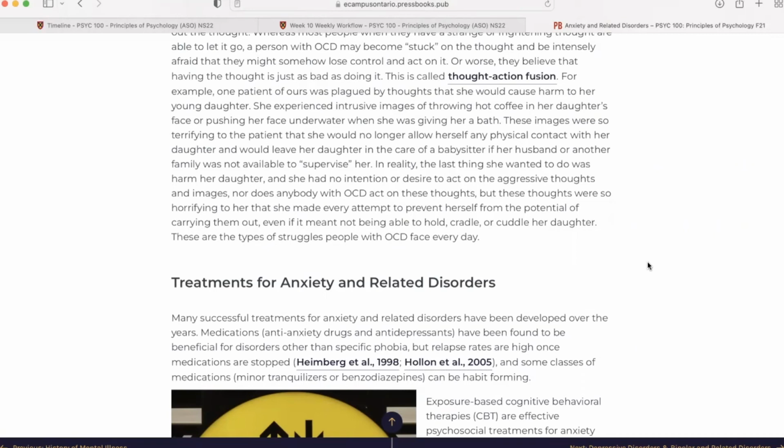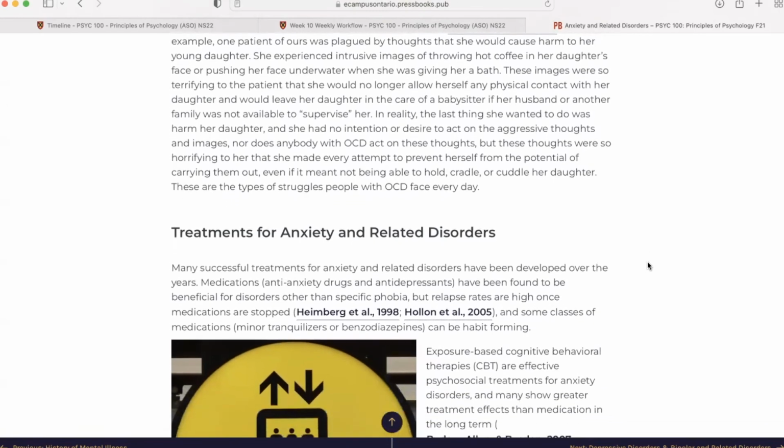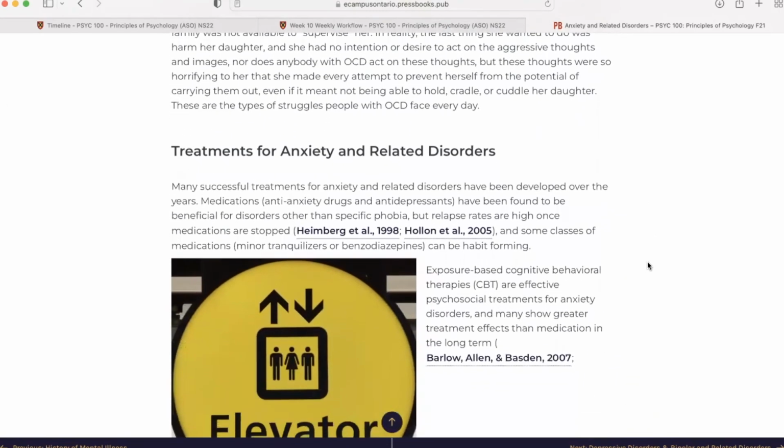In reality, the last thing she wanted to do was harm her daughter, and she had no intention or desire to act on the aggressive thoughts and images, nor does anybody with OCD act on these thoughts. But these thoughts were so horrifying to her that she made every attempt to prevent herself from the potential of carrying them out, even if it meant not being able to hold, cradle, or cuddle her daughter. These are the types of struggles people with OCD face every day.